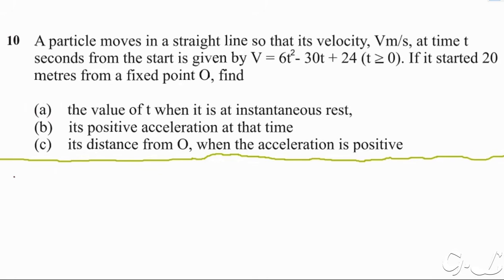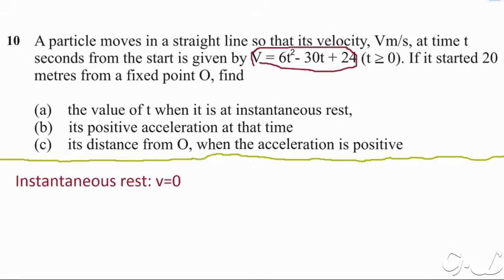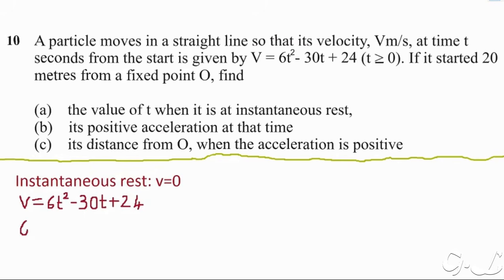So we have to understand the term instantaneous rest. When a point is at instantaneous rest, we have to take note that the velocity is 0. So when a particle is at instantaneous rest, the velocity is equal to 0. So we are given the equation of v is equal to 60t squared minus 30t plus 24. Let's try to equate that expression to 0. 60t squared minus 30t plus 24 is equal to 0.